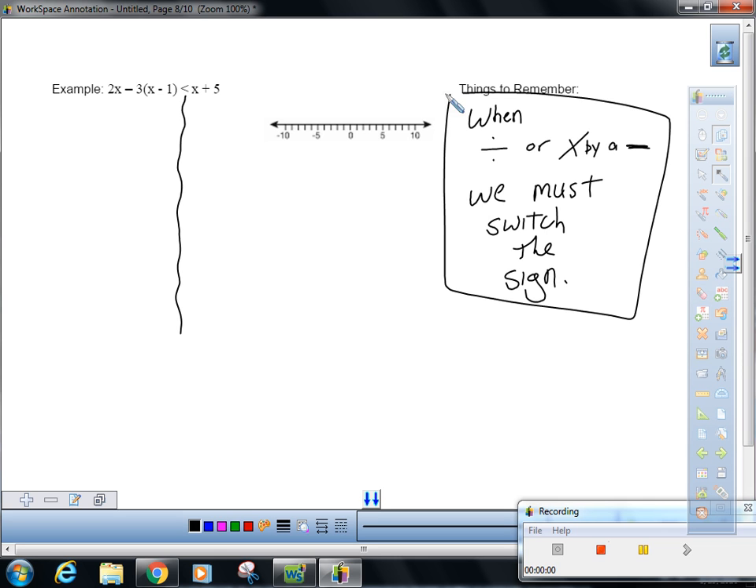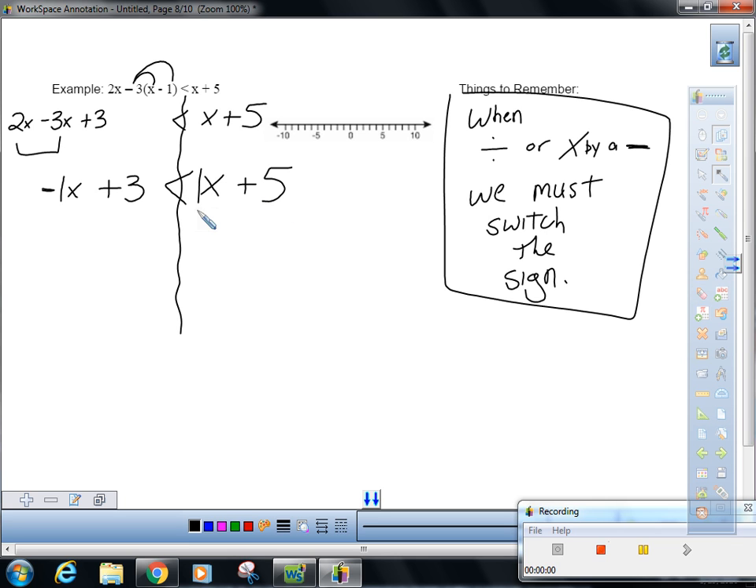So we're going to distribute. You get 2x minus 3x plus 3. Remember, a negative 3 times a negative 1 is a positive 3. Is less than x plus 5. Okay, now just keep showing your steps. So let's combine like terms, and you get a negative 1x plus 3 is less than x plus 5.